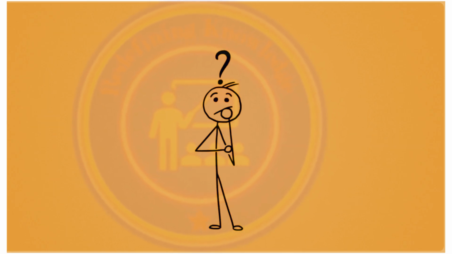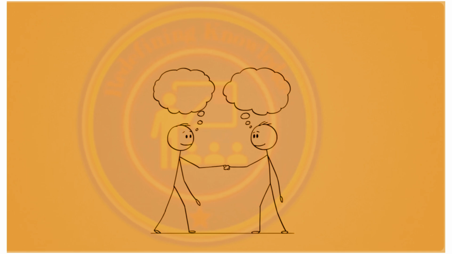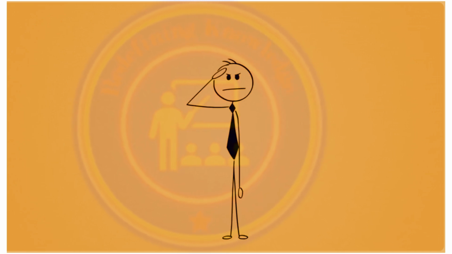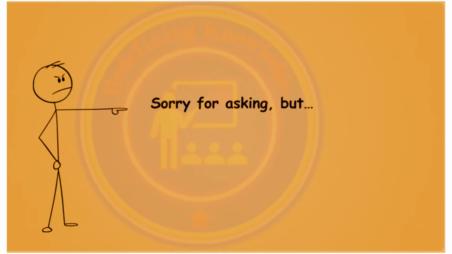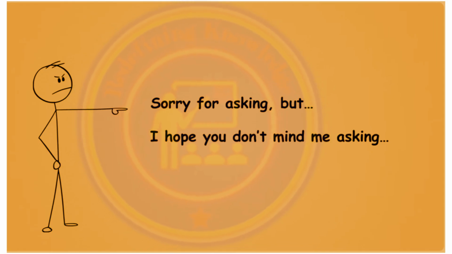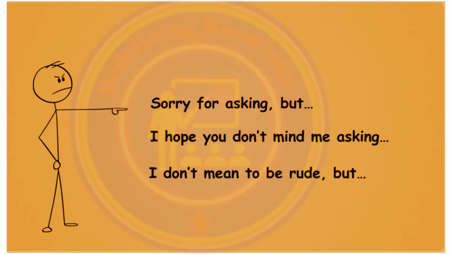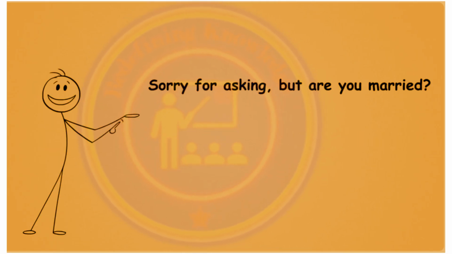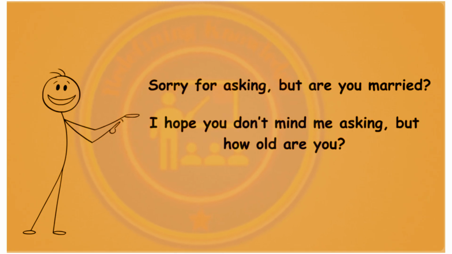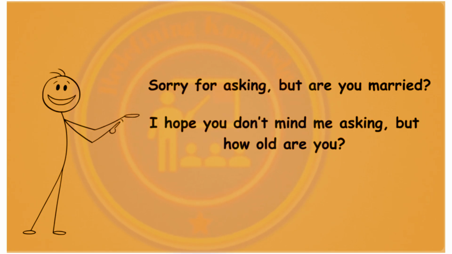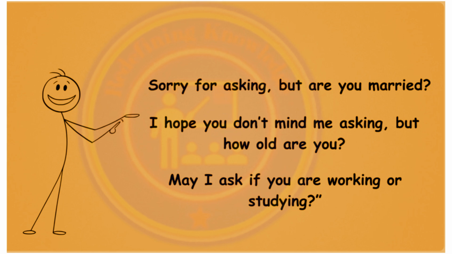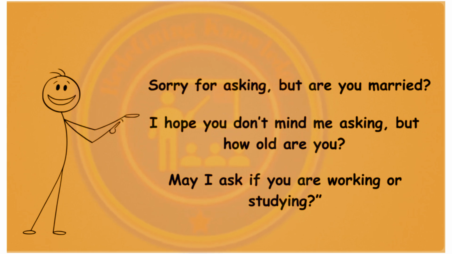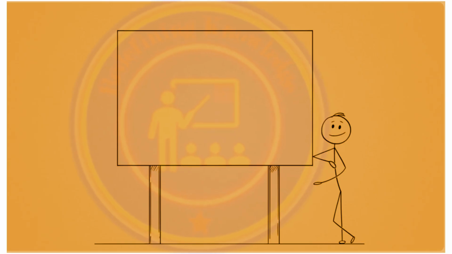But what if you really want to ask something personal? There is a polite way to do this. First, you say something to show respect. For example: sorry for asking, but; I hope you don't mind me asking; I don't mean to be rude, but; may I ask. For example, sorry for asking, but are you married? I hope you don't mind me asking, but how old are you? May I ask if you are working or studying? This makes your question softer and more polite.